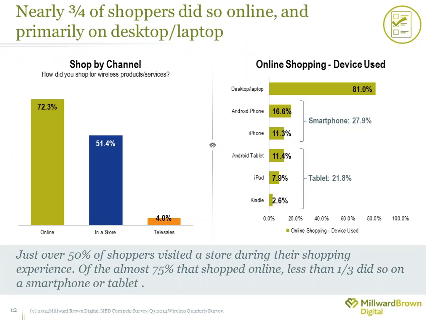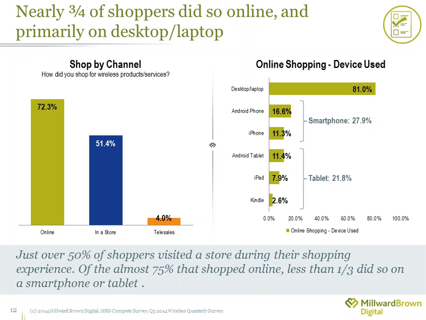So on the left-hand side here, you can see the results from the question of, what channels did you use to shop for these products or services? That question was not mutually exclusive, so people could have shopped in multiple locations, which is why these don't necessarily add up to 100. But you can clearly see that just over 50% of people said that they did shop in a store, but really a majority of people are saying that their shopping activity is happening online. The right-hand side takes that almost 3/4 of people who shopped online and then asks them, when you were shopping online, which devices did you use?